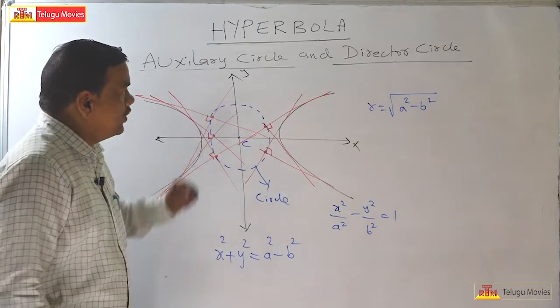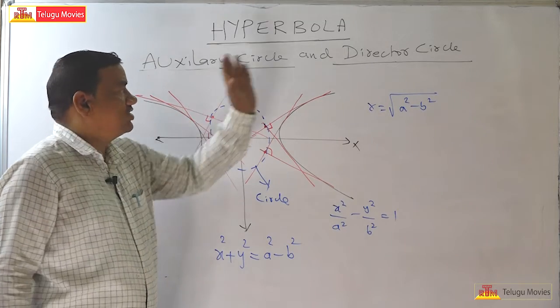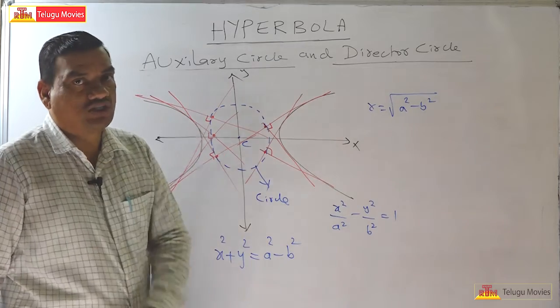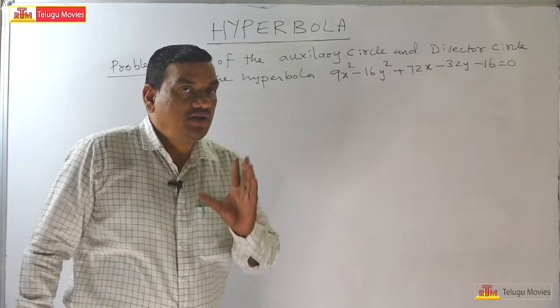Okay now. I hope that you understand this about the auxiliary circle and director circle. So let us move to the next concept. Dear students, let us see one problem here.